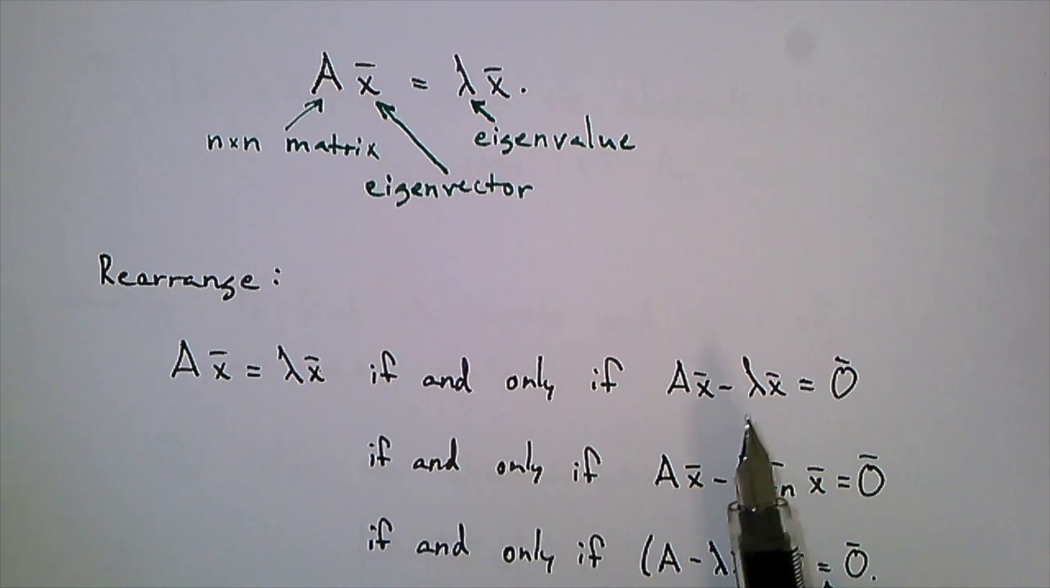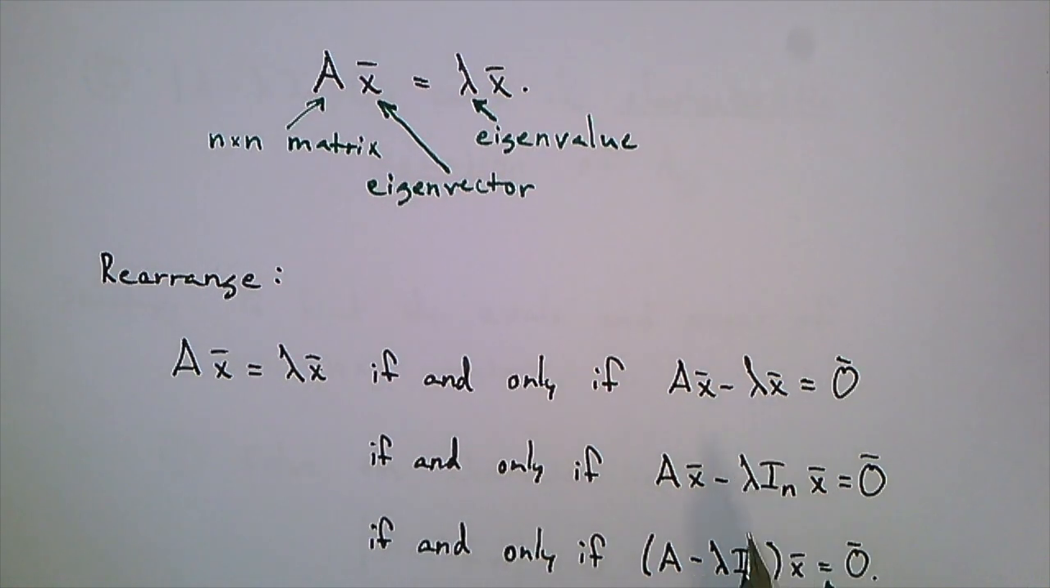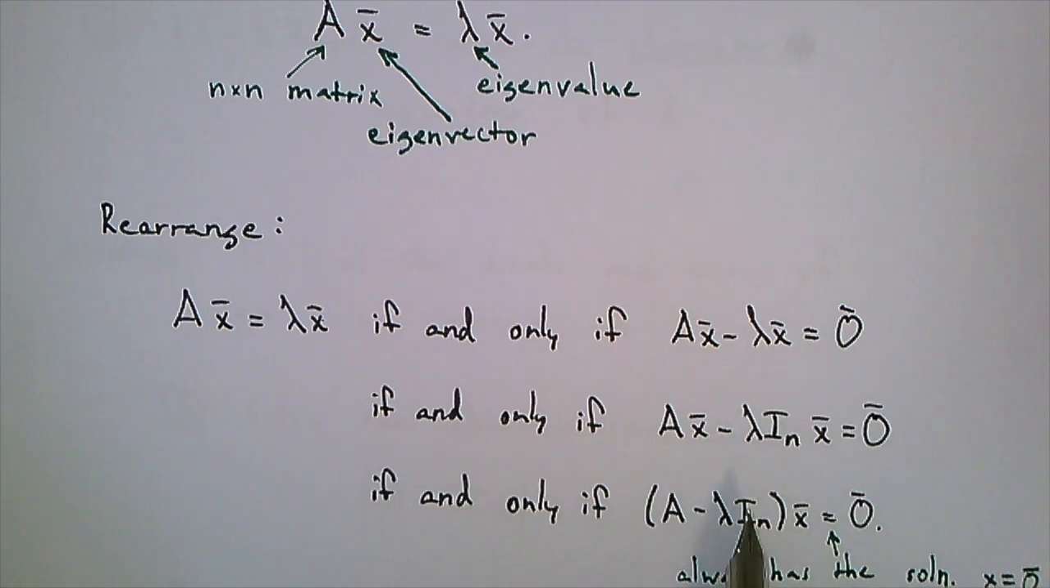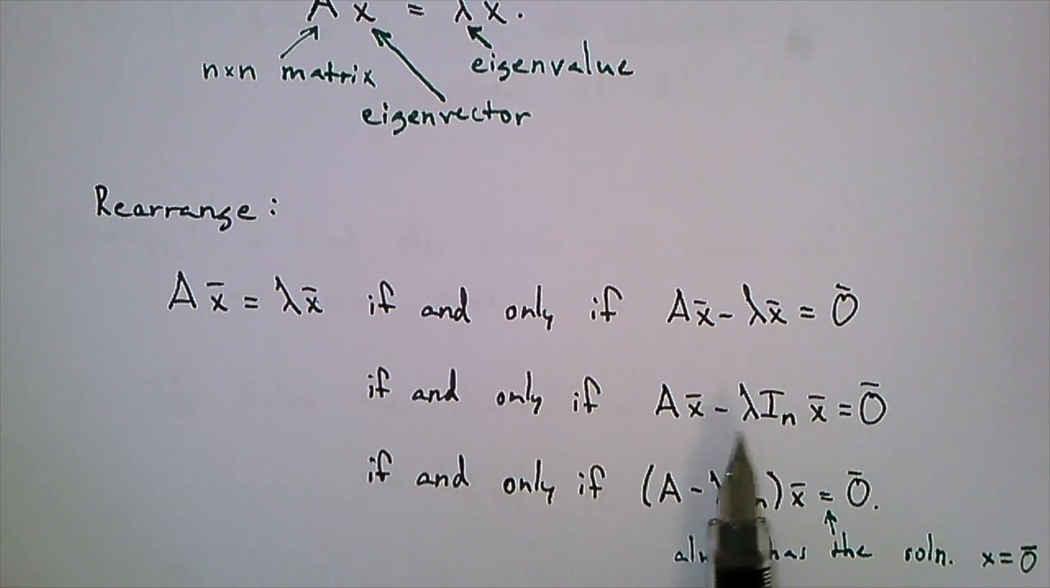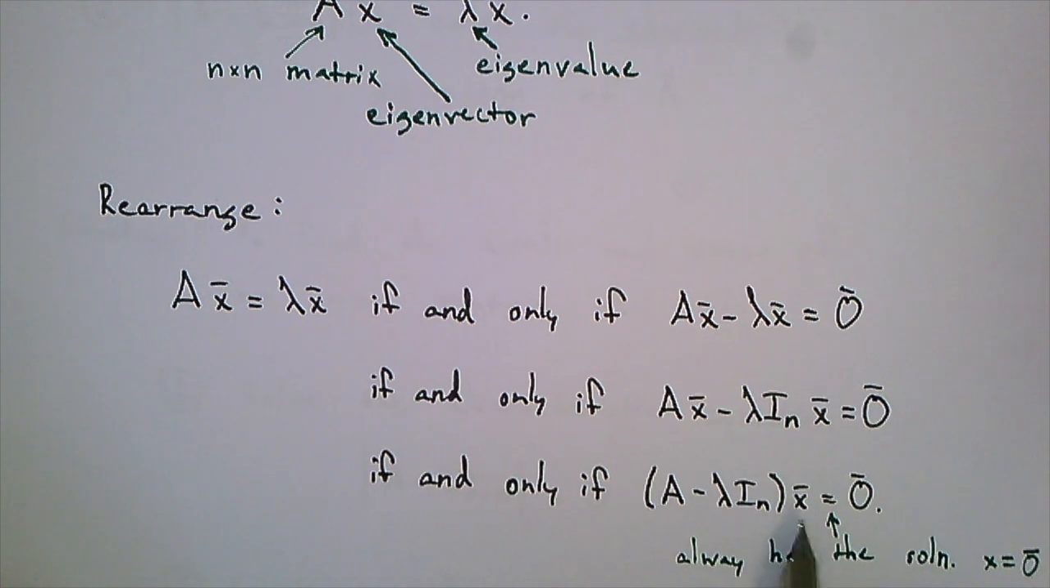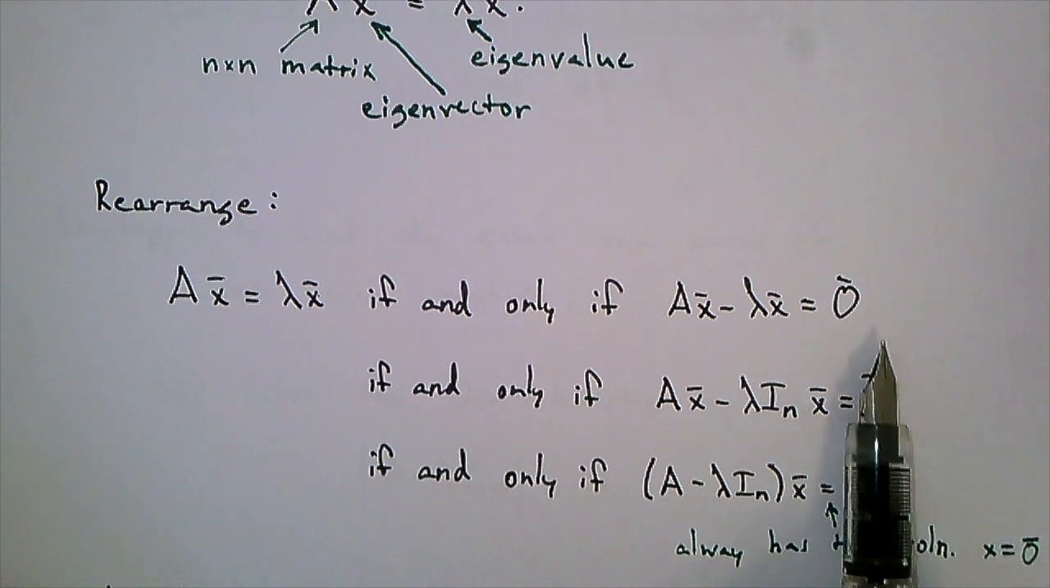So what I'm going to do is rewrite lambda x as lambda times the identity matrix times x. So putting in the identity matrix doesn't really change anything in our equation, but it will let us do this factoring. So we take the A minus lambda I in and factor it out and leave the vector here on the right. And we don't do anything with the 0 this whole time.